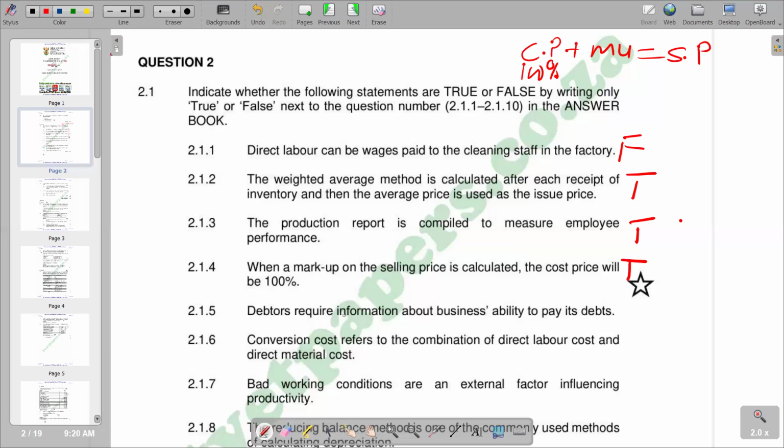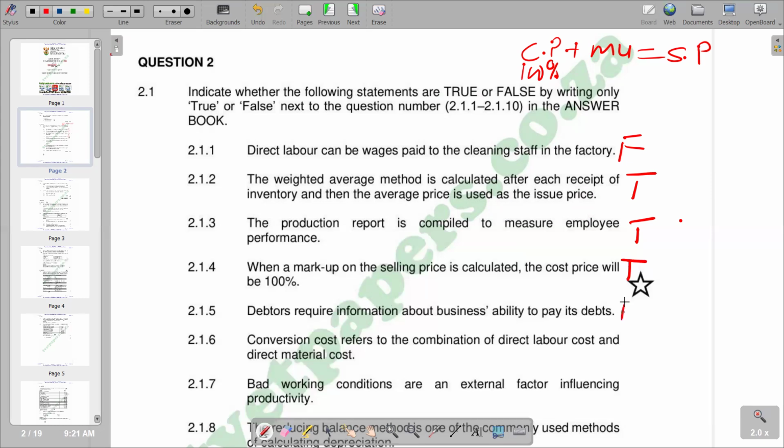You go to 2.1.5. Debtors require information about business ability to pay its debts. Remember, this is usually a concern of the financial institutions that lend money to businesses. Debtors are individuals or businesses that we sell goods to on credit. Whenever we sell goods on credit, the person or business that we sold to becomes a debtor. So that makes that statement false.